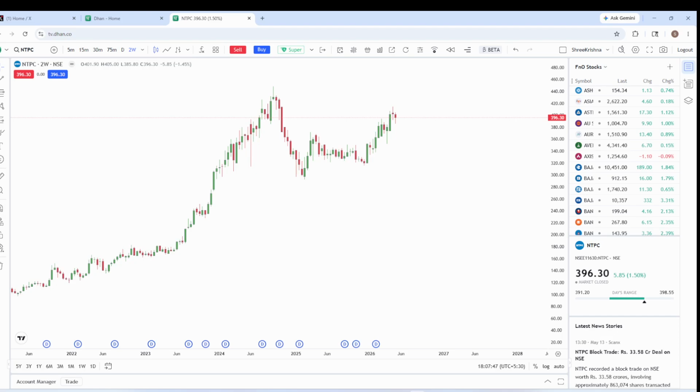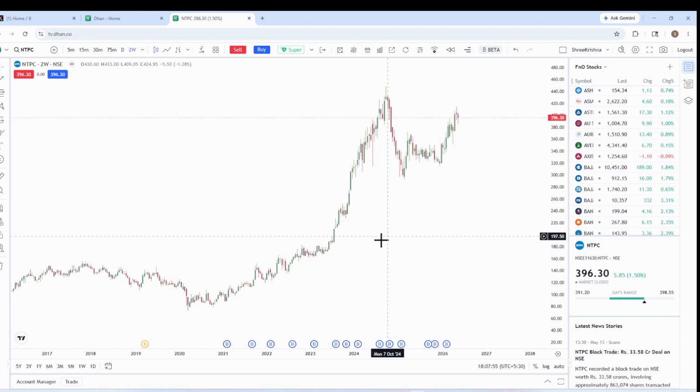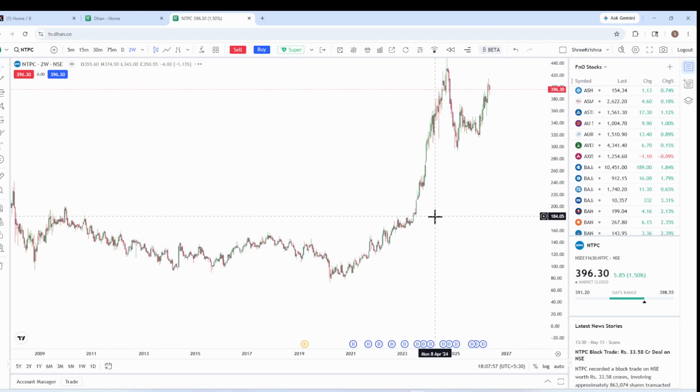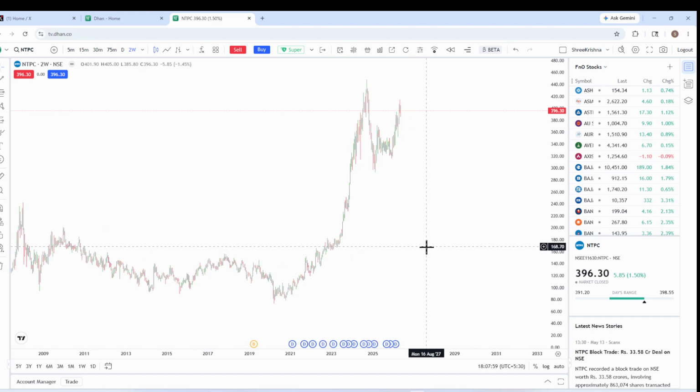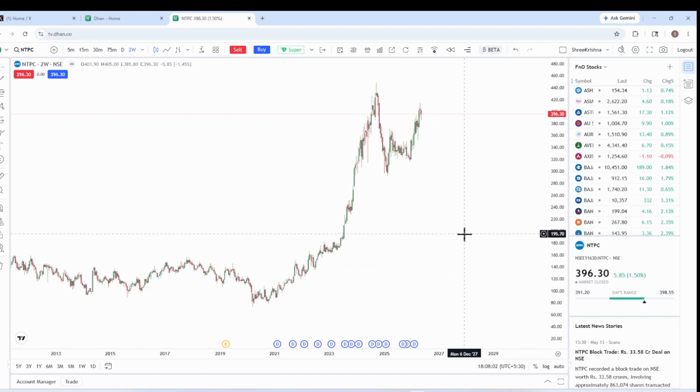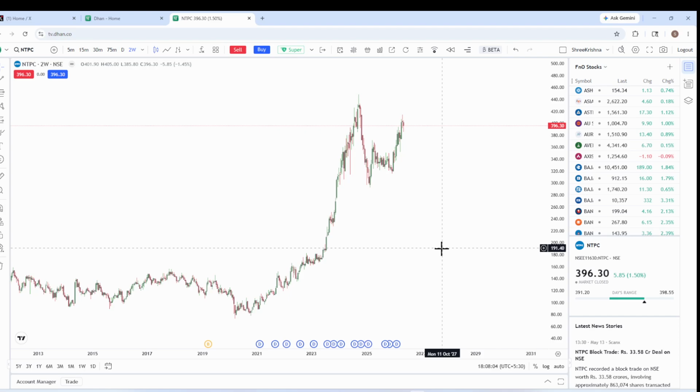So I have selected a time frame of 2 weeks. Every broker now gives you a custom time frame. The data is less, so what I am going to show you is that it has made from 2020.